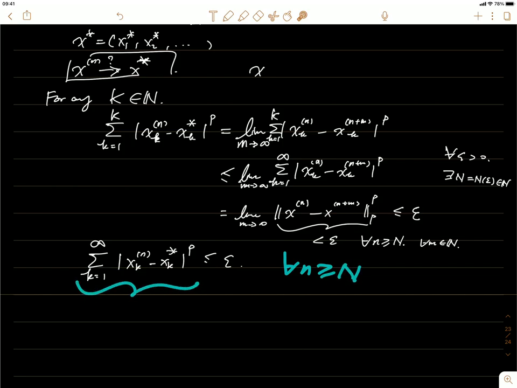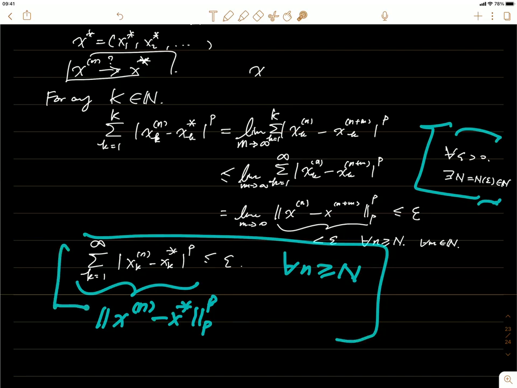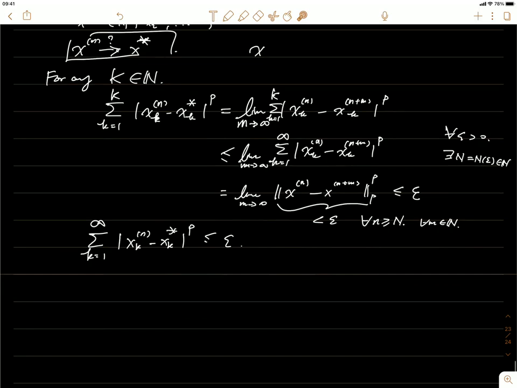But this is the xn minus x star p norm. So for any epsilon, there exists a capital N such that this is true for all n greater than or equal to capital N. So that means the xn converges to x star in this Rp space.